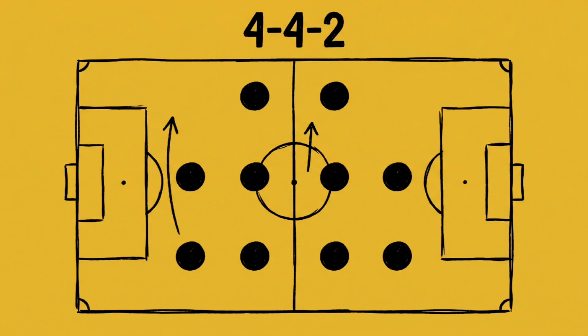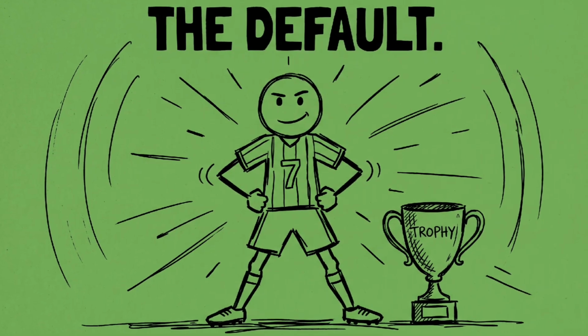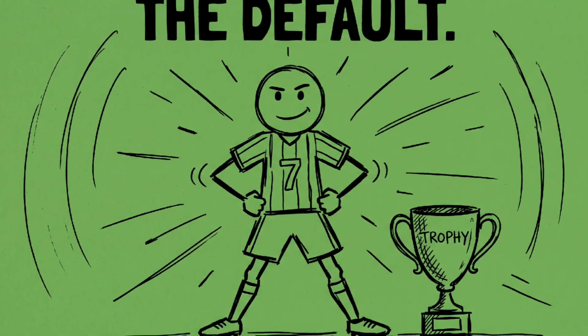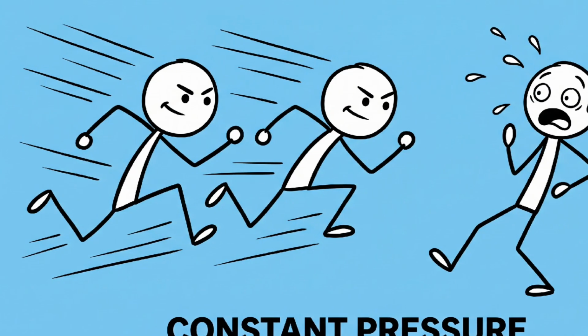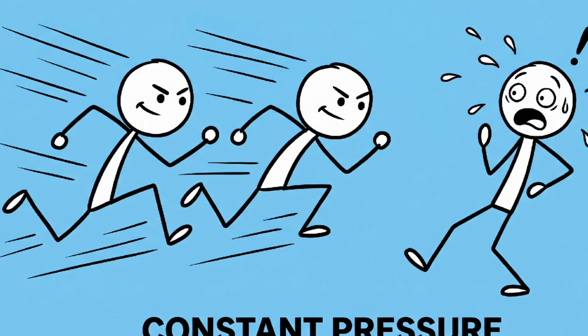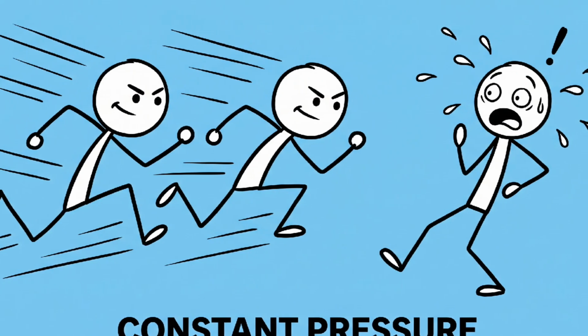The 4-4-2 is where modern football began. 4 defenders, 4 midfielders in a flat line, 2 strikers up top. For most of the 20th century, this was the default setting of the sport. It was simple, balanced, and brutal in the right hands. 2 strikers meant constant pressure on the opposition's center backs. 4 midfielders covered the width of the pitch. 4 defenders provided a solid base.